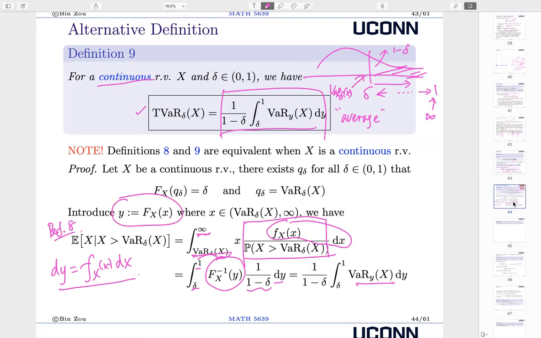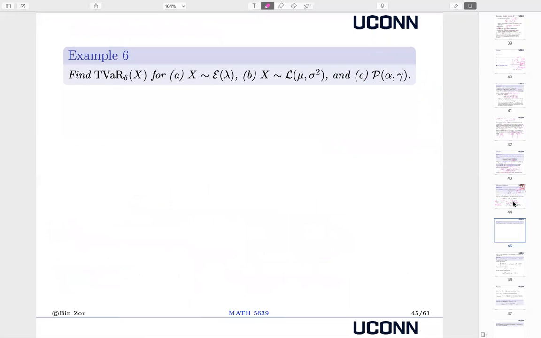Once that is done, let's do some exercise, and then we will close this video. The first one, my X is exponential. We already did the VaR for exponential, so I first write down the VaR for exponential.